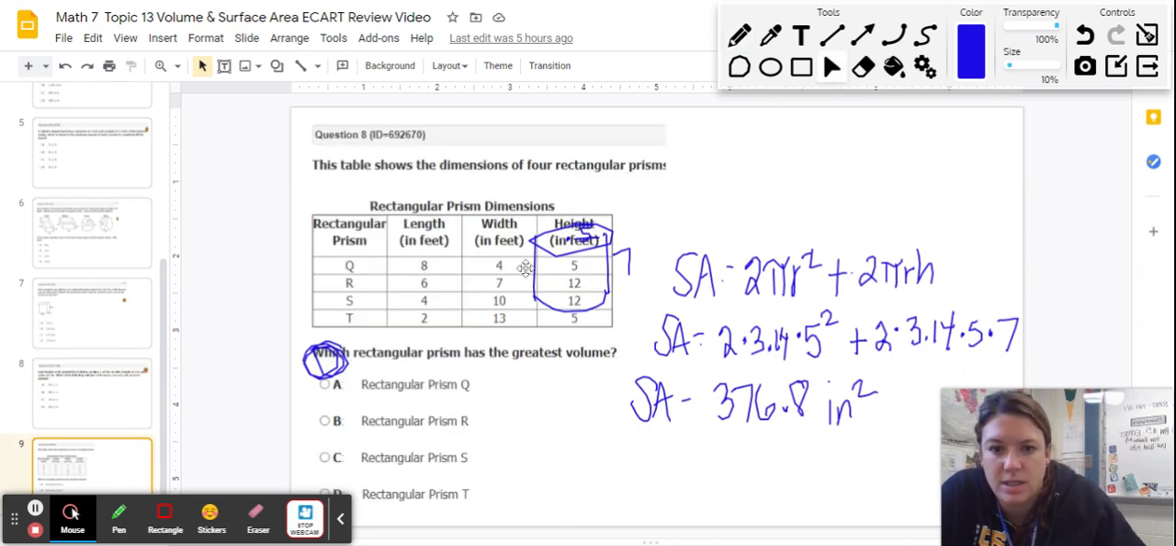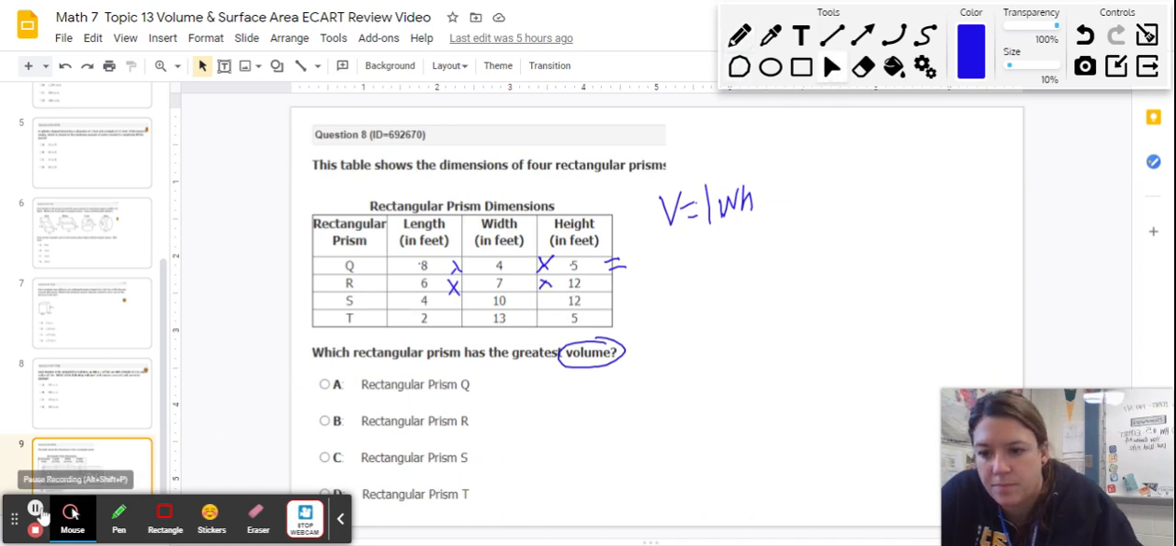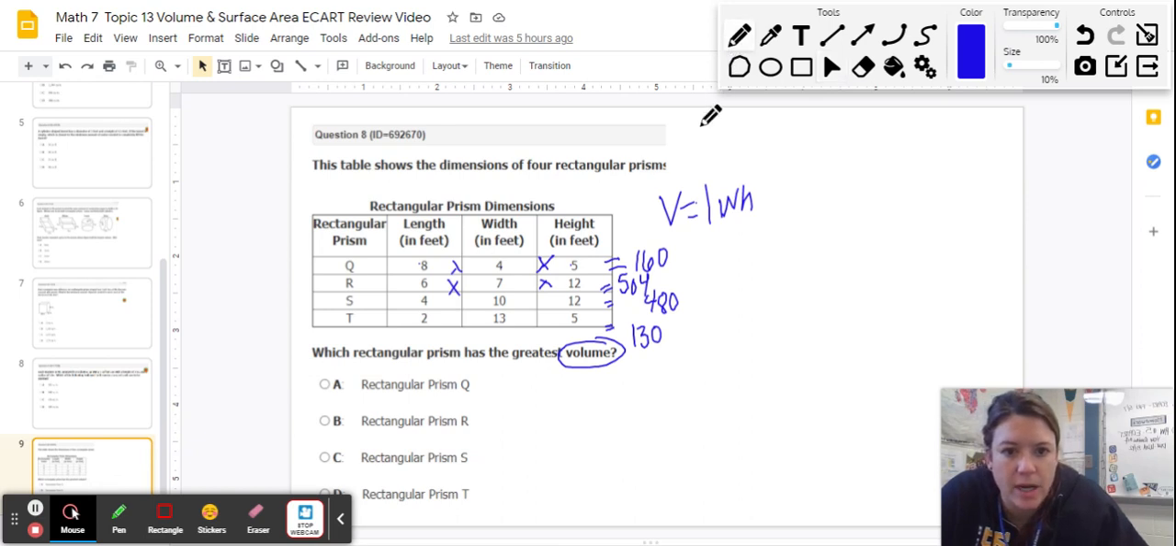All right, last question. We are finding the greatest volume of these 4 prisms. So volume is length times width times height of a rectangular prism. So for this one, guys, you just had to multiply 8 times 4 times 5 and see what that equals. And then 6 times 7 times 12. So you're just multiplying the length, the width, the height and seeing which one is the biggest. So go ahead and do that in Desmos and see what you get. All right, guys, so I got 160, 504, 480, and 130. So Prism R has the greatest volume with 504.